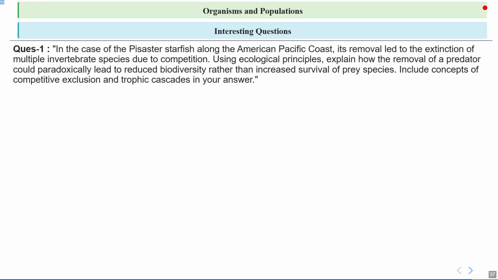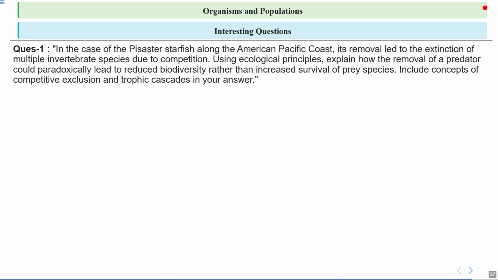Now there are some interesting questions for you. First question is, in the case of the disaster starfish along the American Pacific coast, its removal led to extinction of multiple invertebrate species due to competition. Now using logical principles, explain how the removal of a predator could paradoxically lead to reduced biodiversity rather than increased survival of prey species.